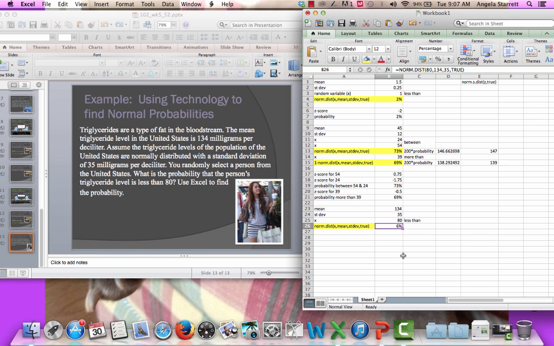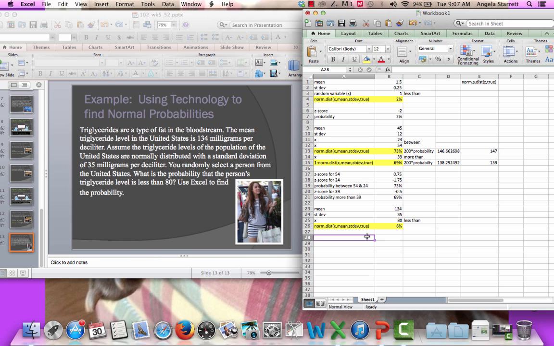Okay, so it's important to be able to interpret these numbers. You can see that we're calculating them very, very quickly, but what does it mean? It means that if we were to just walk across campus and randomly pick somebody, we have a 6% chance that that person has a triglyceride level of less than 80 milligrams per deciliter.